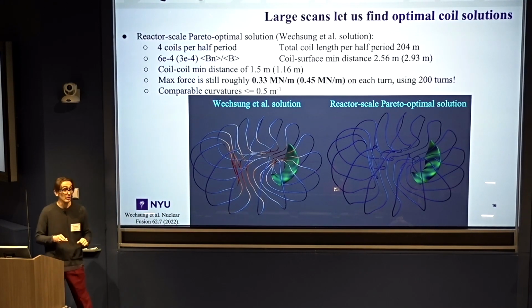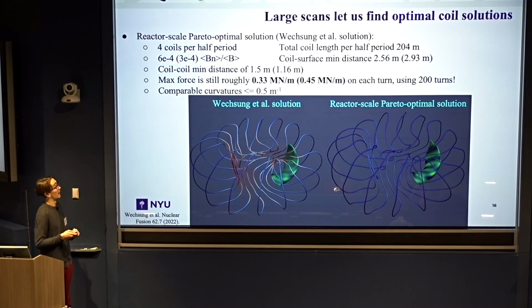I'll mention also, look at the absolute force magnitudes here, which is like 0.3 or 0.4 meganewtons per meter. This is approaching the tolerances, or maybe at the tolerances, of even our best industrial strength HTS coils. So getting even 30% reductions in the point-wise forces can be very valuable when you're on the threshold of feasibility.